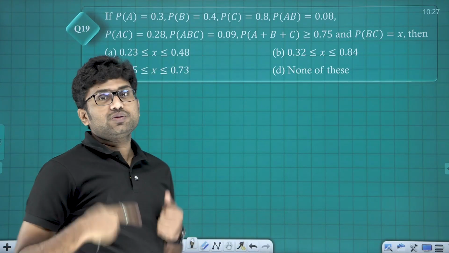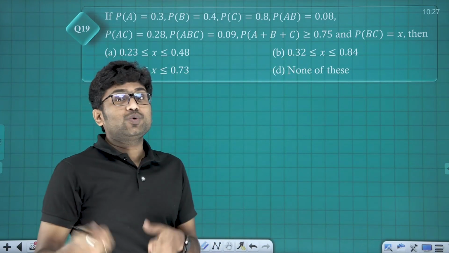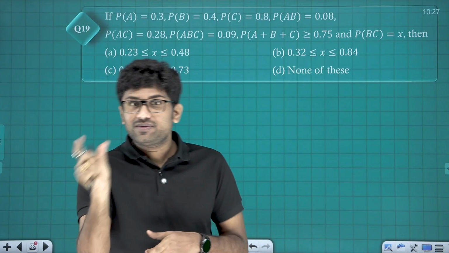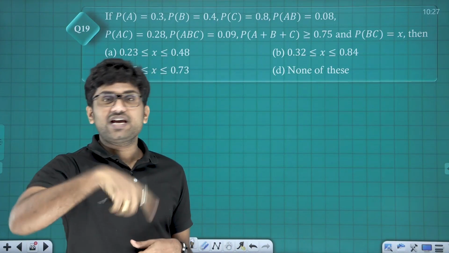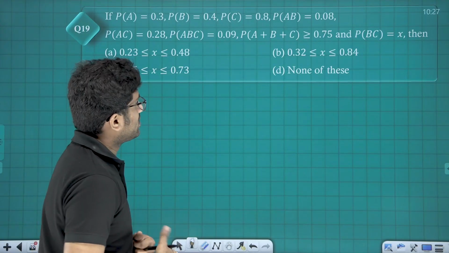ABC means A intersection B intersection C. P of A plus B plus C means A union B union C. A plus B plus C means A union B union C. ABC means A intersection B intersection C. P of BC is X, then the range of X.